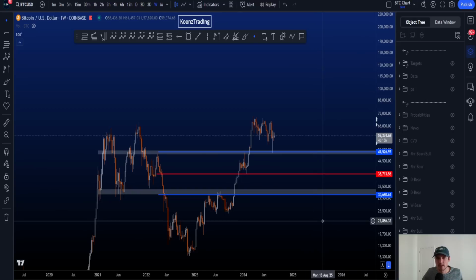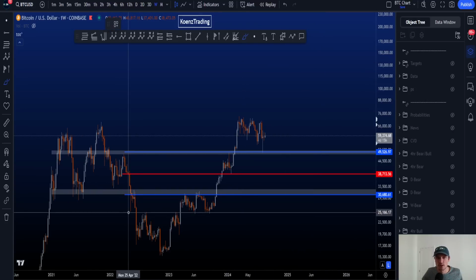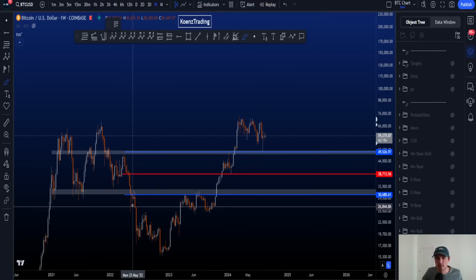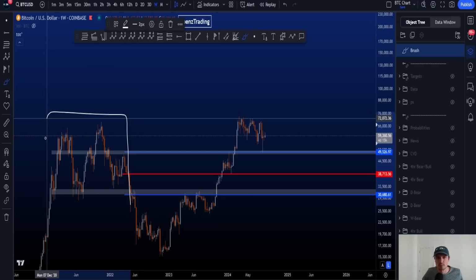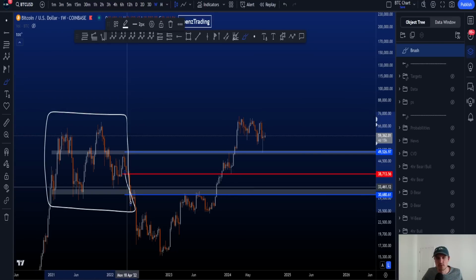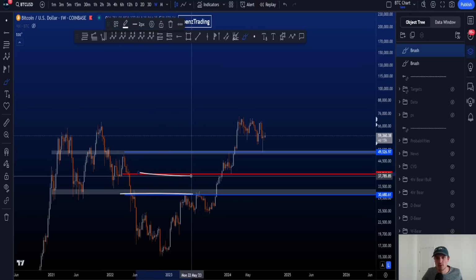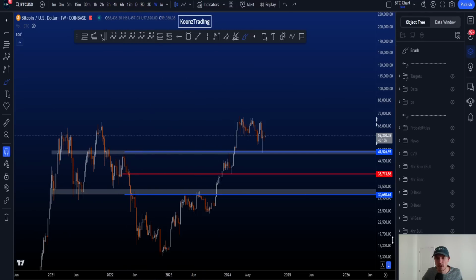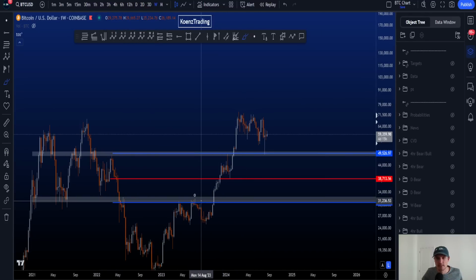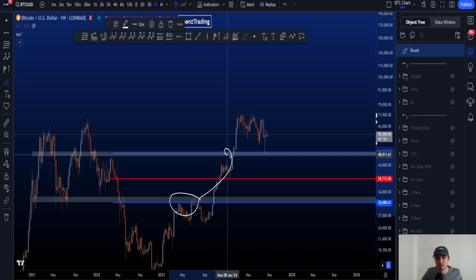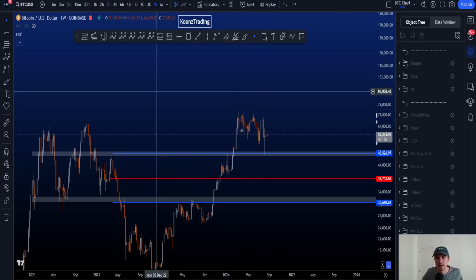Now we have hit important support here on the chart. These are volume profile levels. If you take a volume profile of this range in 2021 and the start of 2022, you'll get the value area low, point of control, value area high. Nicely respected in the past: resistance, support, breakout, and now retesting as support.